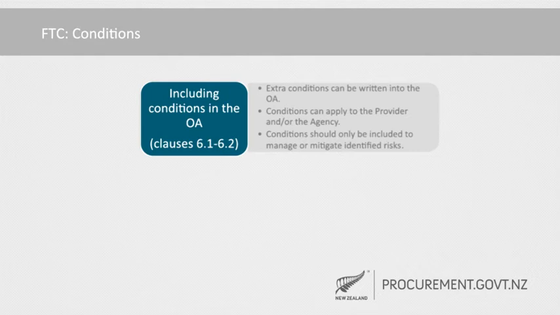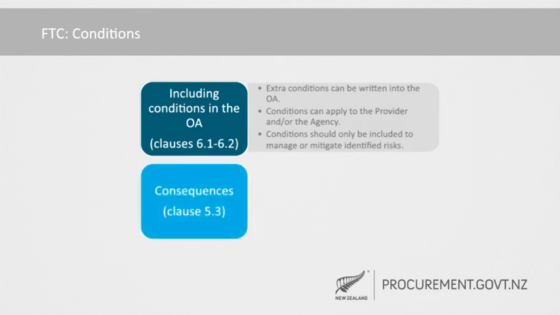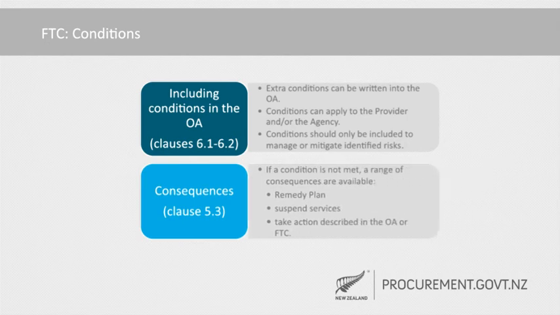For example, something that is necessary for a single contract but will not be required for all contracts between government agencies and providers. Some conditions need to be satisfied or performed before the outcome agreement is entered, whereas others may require ongoing performance throughout the term of the outcome agreement. The framework terms and conditions and outcome agreement specify a range of consequences for not performing any conditions, which include agreeing to a remedy plan to address the non-performance, suspending the services, or taking specific action described in the framework terms and conditions or outcome agreement.